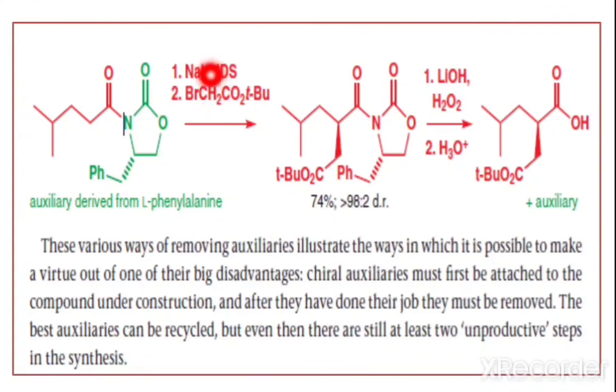Here again this is the base, it will abstract this proton, and here we get this carbanion or enolate, and this will attack, and here there is departure of the bromine, and we get one intermediate. Now next, LiOH, H2O2 and H3O plus. We know the role of this reagent, that means just removal of this chiral auxiliary, and we get the product.